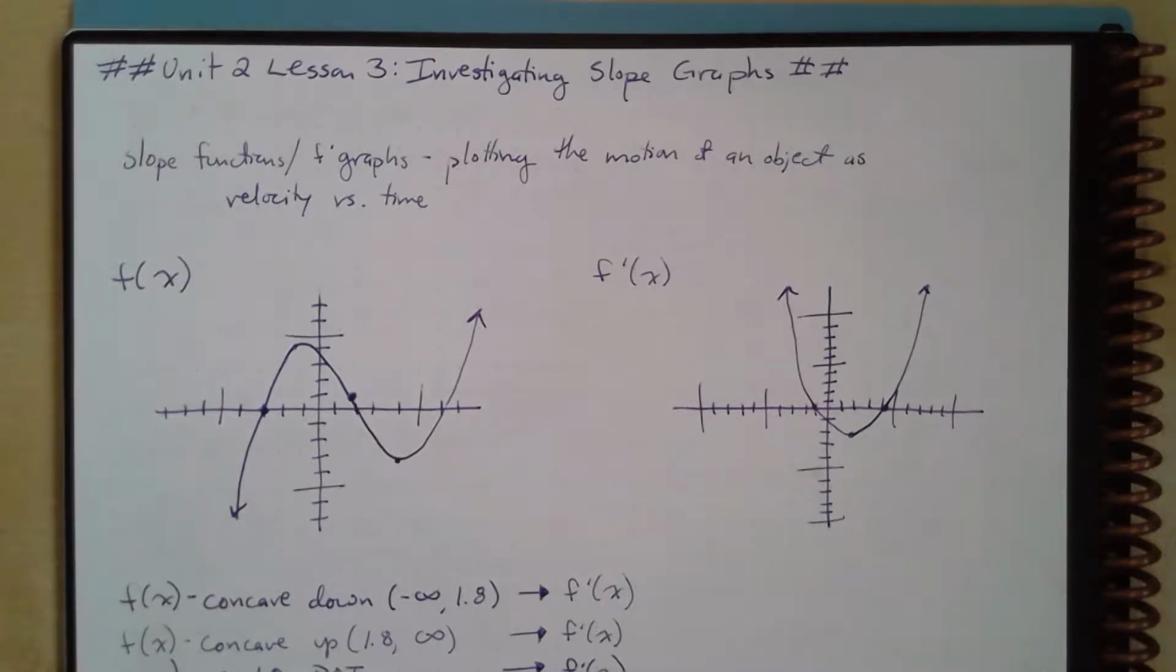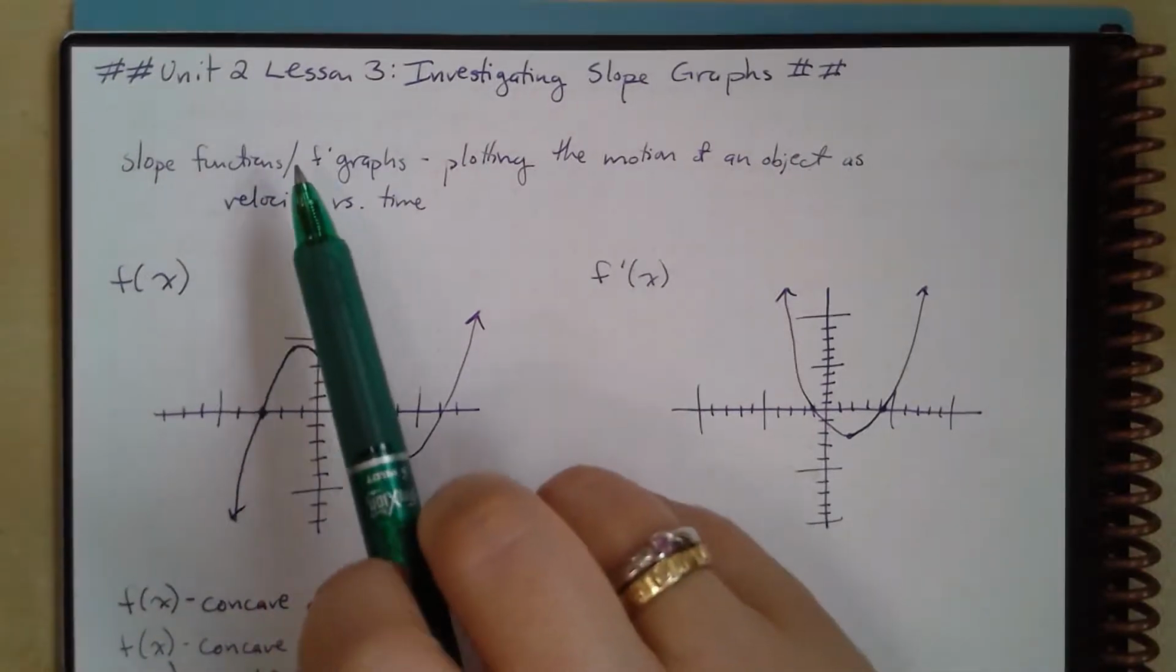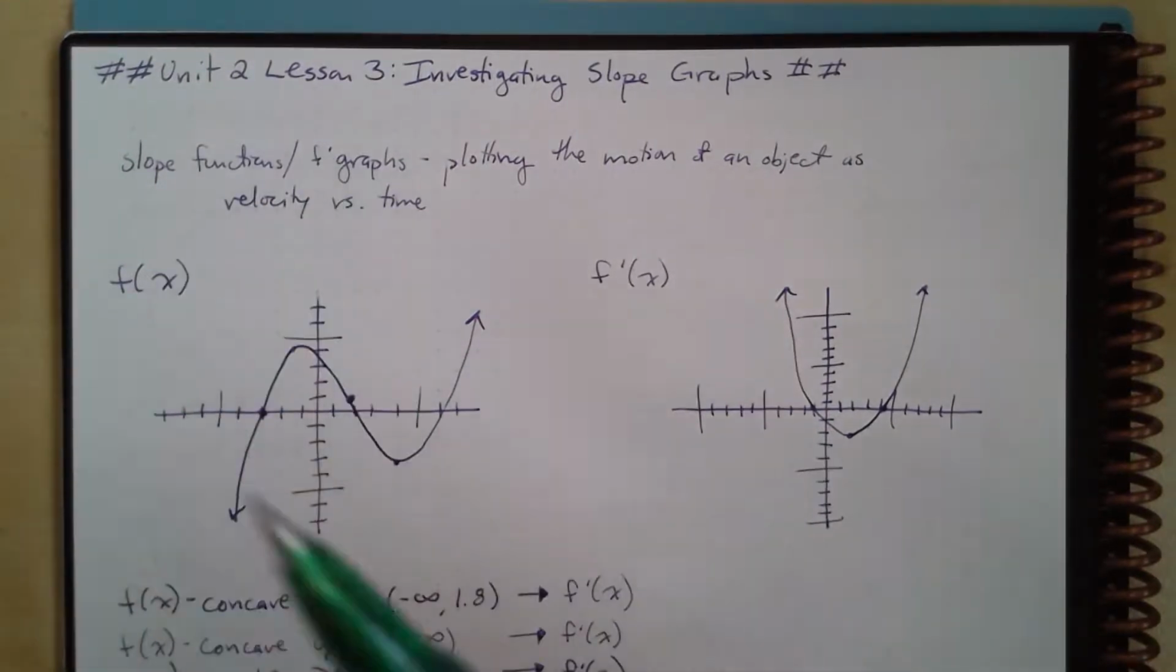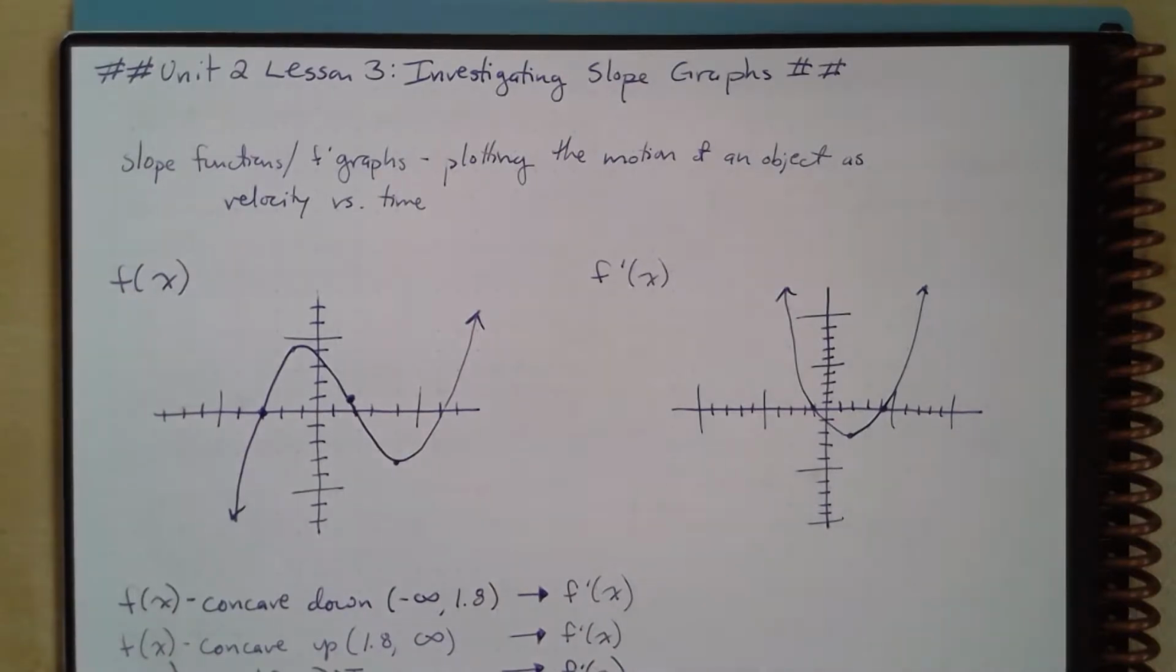So today I want to talk about investigating slope graphs. When we're talking about slope graphs and slope functions, or f prime graphs, this f with a little comma here reads as f prime, we're talking about plotting the motion of an object as velocity versus time. So we have two graphs here. We have f of x and f prime of x.